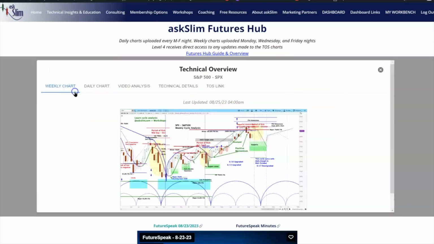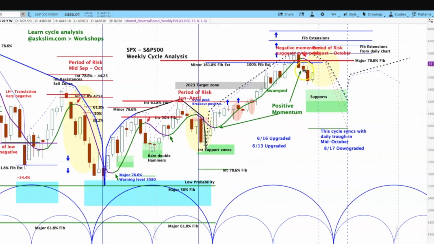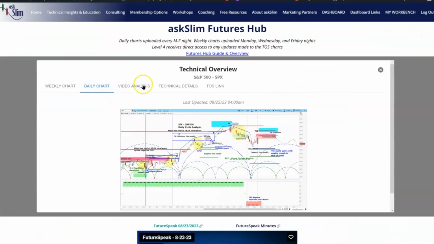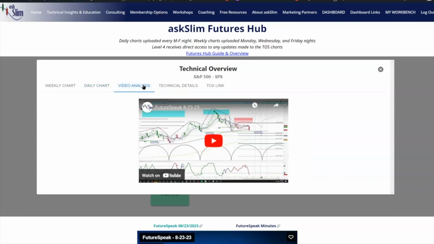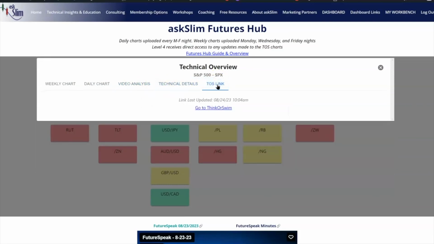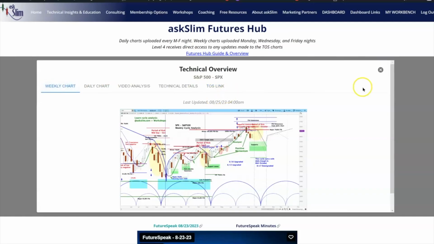And here, if I click on the S&P 500, here's that weekly chart. I'll just click on it and blow it up right over here, and you can see that negative momentum there. I didn't show you the chart on the other charts. I just wanted to show you what this looked like right over here. So that's the S&P 500 weekly, pointing to a decline out into October. So yes, you can get this. You get the daily chart right over there. You can get our video analysis right there, and from the Future Speak show that Arvi presents, all the technical details. And for level 4 members, this takes you right to the chart link right over there. So that's the weekly chart.